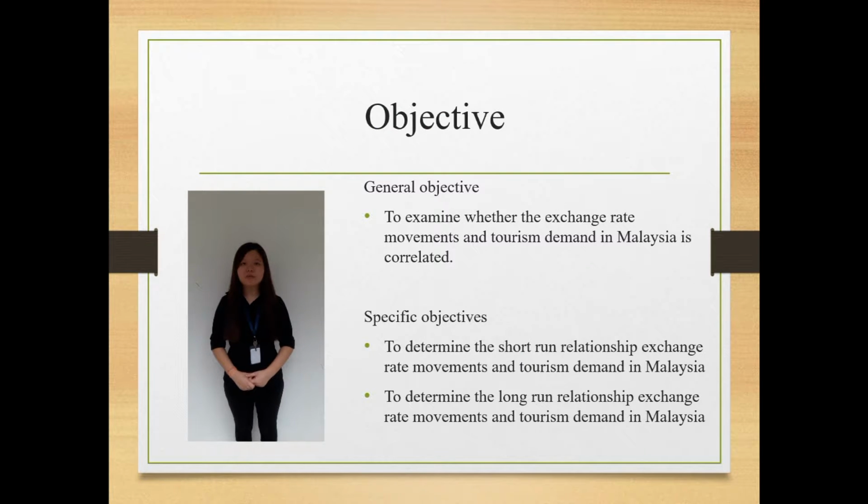The general objective of this study is to determine whether exchange rate movement and tourism demand in Malaysia are correlated. There are two specific objectives of this study, which are to determine the short-run and long-run relationship between exchange rate movement and tourism demand in Malaysia.